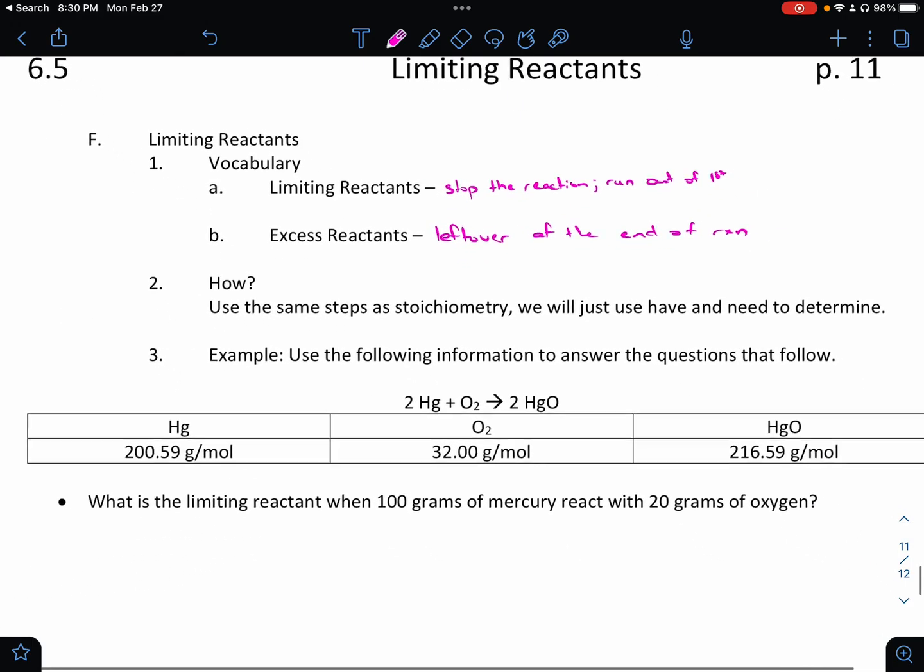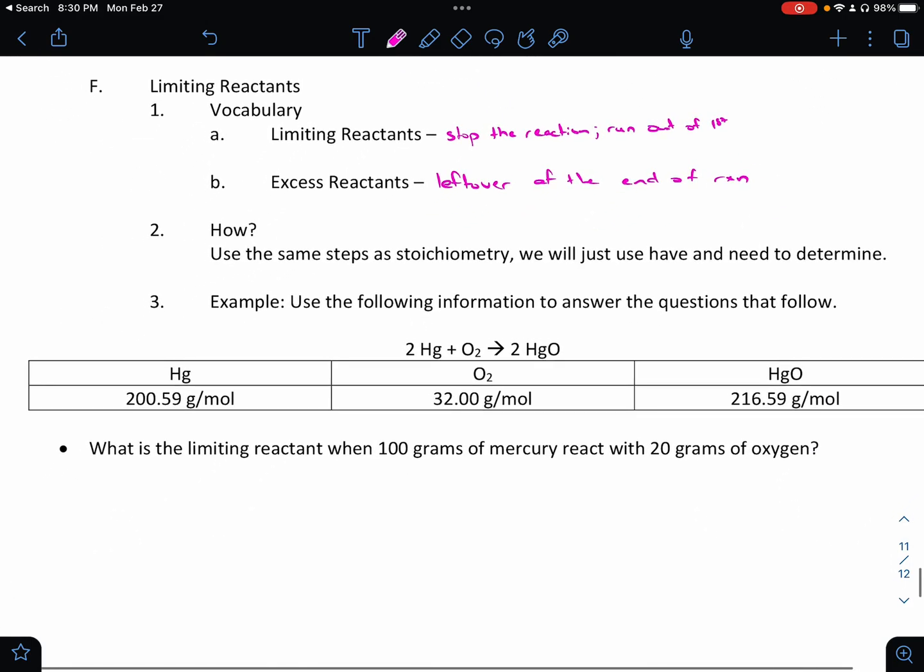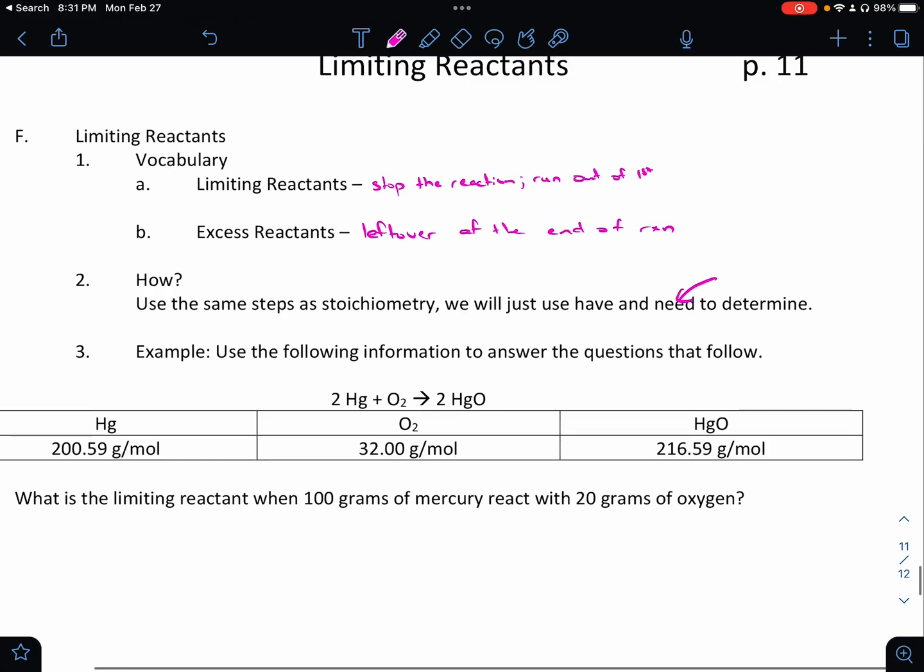So how we do this is very, very simple. If you're good at stoichiometry, you will be good at limiting reactants. The biggest key here is that we're going to use the same steps, except now we're going to do a stoic line to the other reactant, and we're going to compare how much we have to how much we need. What we find on the stoic line is going to be what we need. So using a stoic line, and the stoic line is the T-chart.